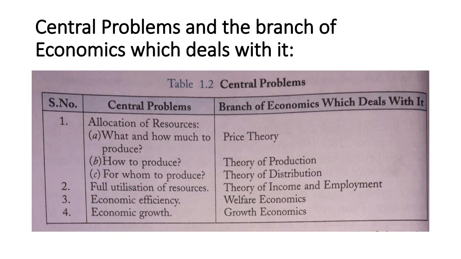Okay, from this table you can see the central problems and the branch of economics which deals with it. So you can see allocation of resources, like the problems what and how much to produce, is dealt with by the branch of economics which is price theory. Then how to produce is dealt with by theory of production, for whom to produce is dealt with by the theory of distribution. Then full utilization of resources deals with theory of income and employment. Then economic efficiency deals with welfare economics, and economic growth deals with growth economics.